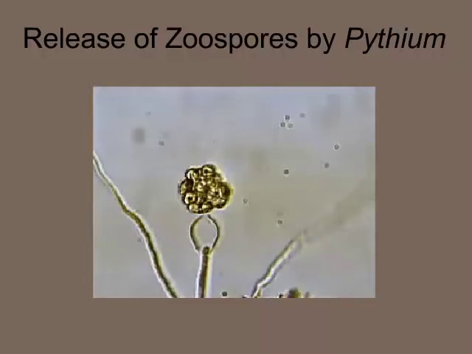Pythium is a fungus-like organism. One of the things that really separates it from true fungi is the fact that it forms a swimming spore stage called a zoospore, and true fungi don't do that.